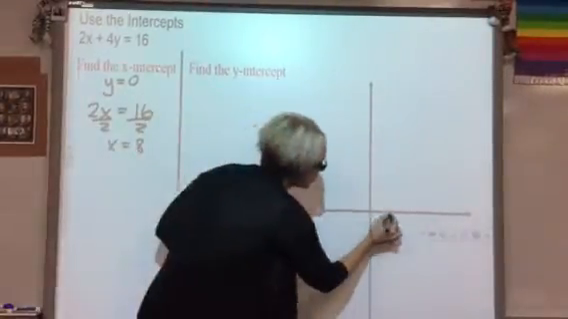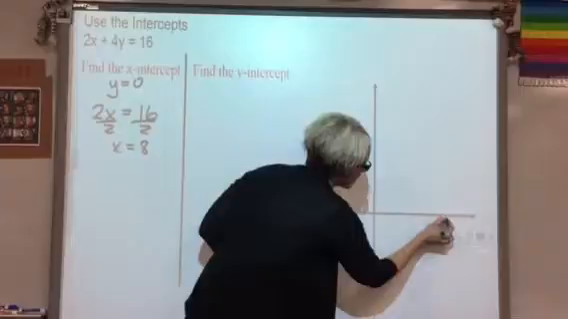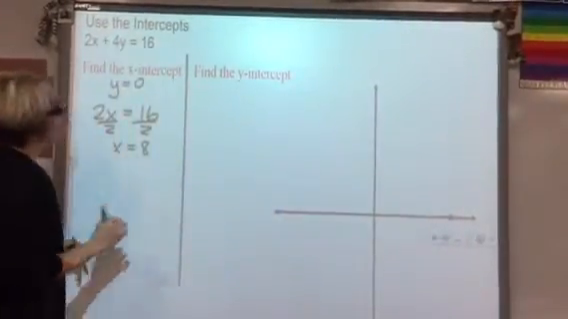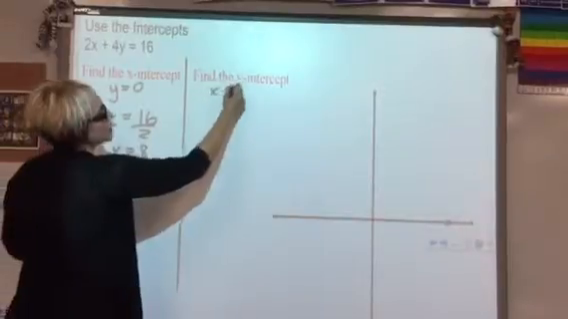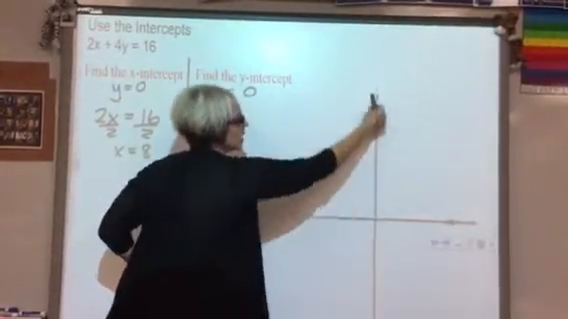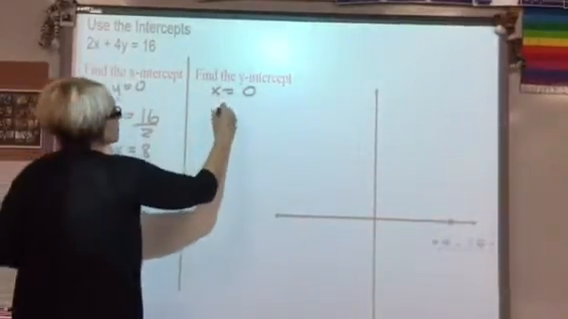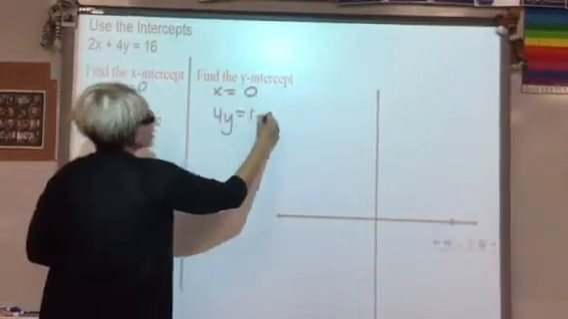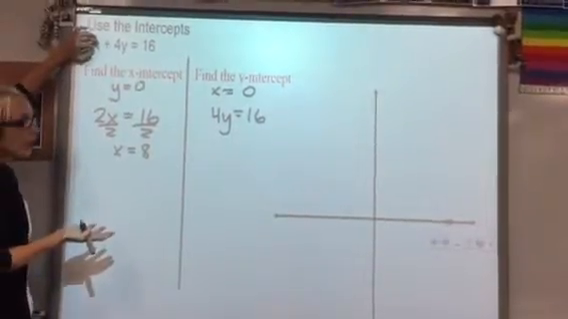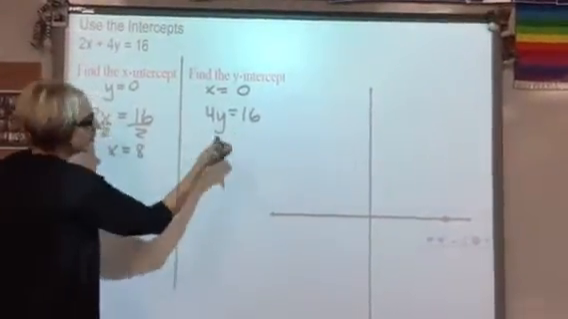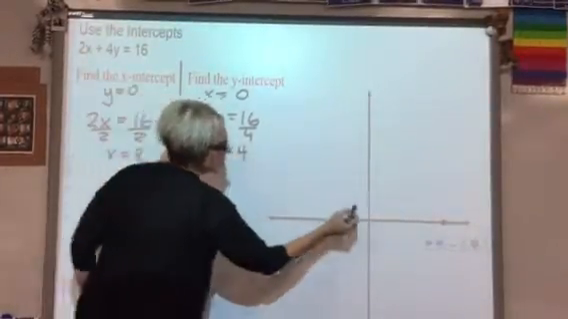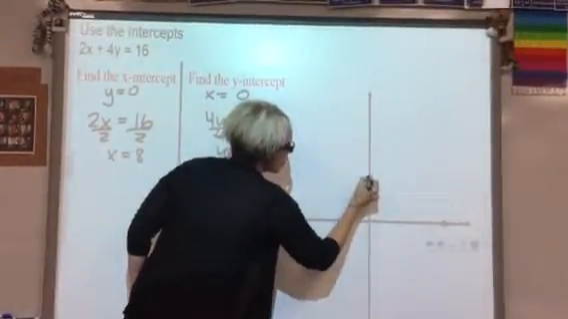So 1, 2, 3, 4, 5, 6, 7, 8. This is my x-intercept at 8. Now we can find the y-intercept. Well, that's when x is 0. So I'm going to do the same thing as I did earlier. Just leave this x out because 2 times 0 is 0. 0 plus 4y. And then I would solve for y. And I get y equals 4. So there's my y equals 4.